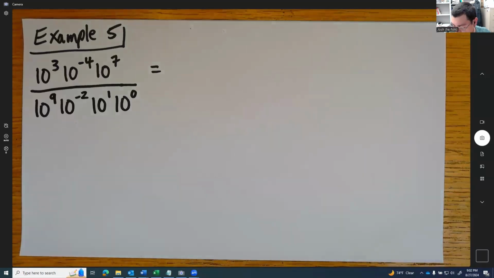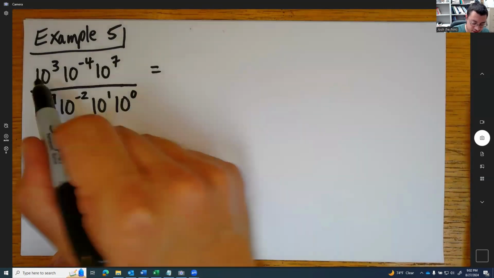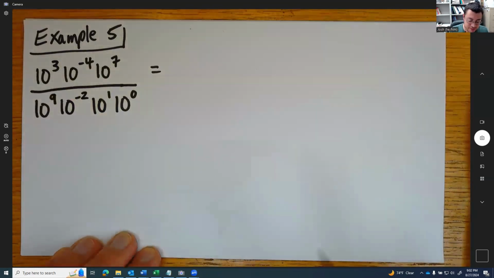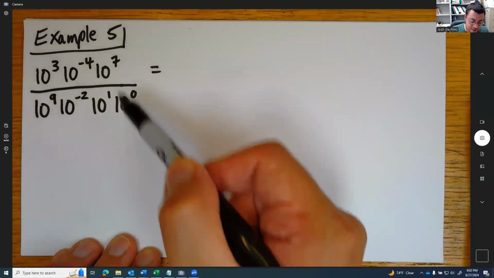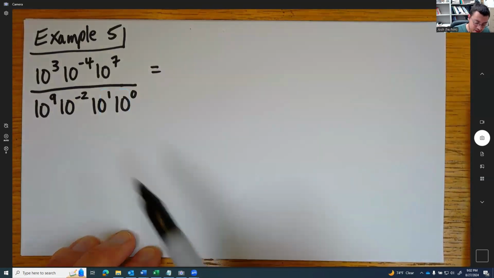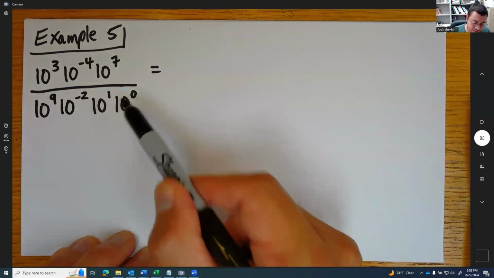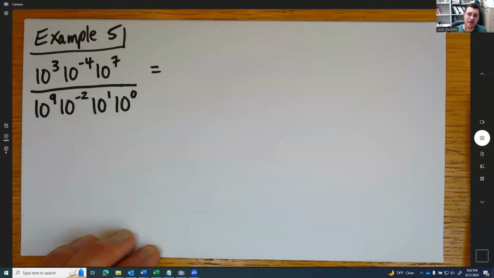All right. I wrote this problem out to show a variety of different powers of 10. We have a mix of positives and negatives for exponents in both the numerator and the denominator, the top and the bottom. I also threw in a 10 to the 1 power and a 10 to the 0 power to show that that's not going to make our strategy any different at all.